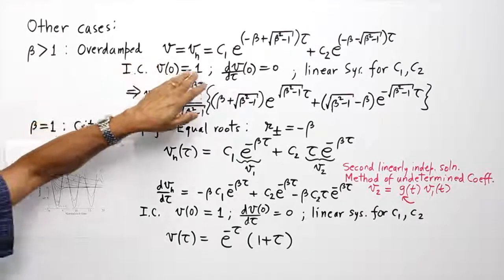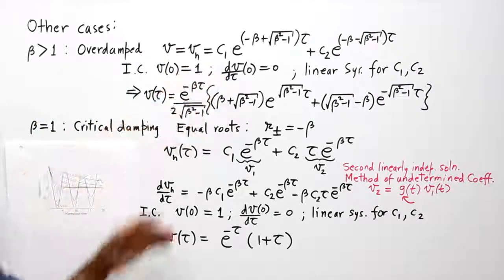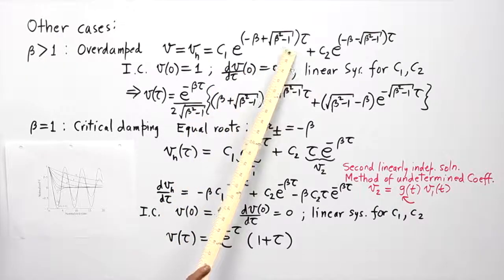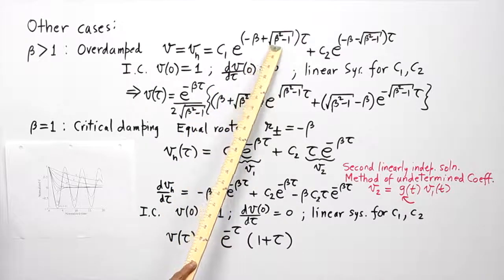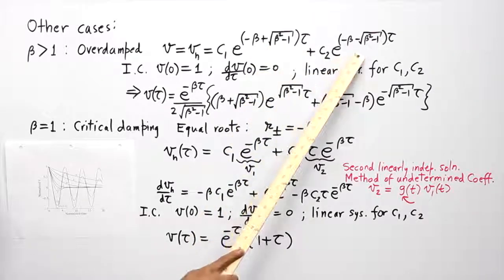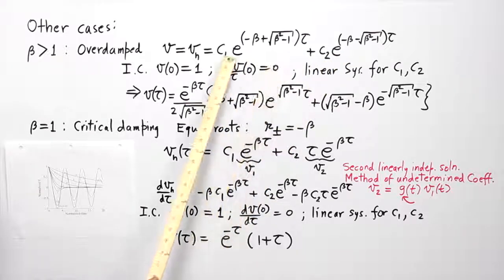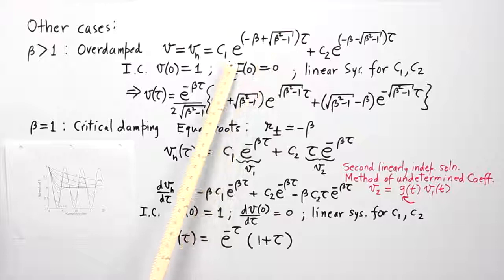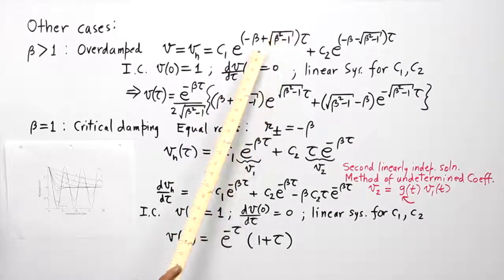When we have two unequal real roots, we can write the homogeneous solution in terms of those two roots. This is the first root with a positive sign for the square root, and this is the other root with a negative sign in front of the square root. And we have these coefficients C1 and C2 that need to be determined. And so we have C1 times this exponential factor.